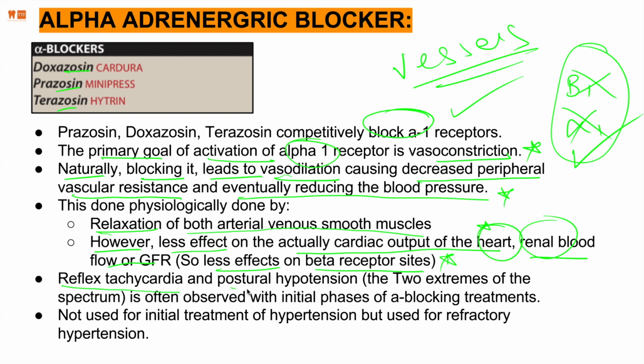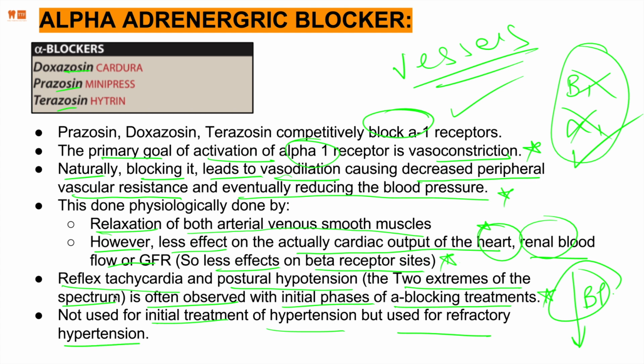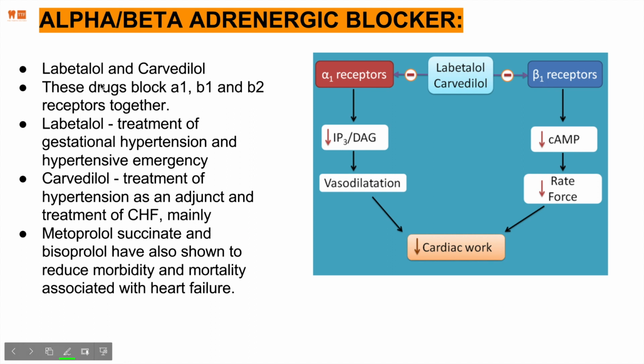Reflex tachycardia and postural hypotension can occur, two extremes of the spectrum, and are often observed with the initial phase of alpha blocking treatments. The body says, oh, why is my blood pressure dropping so much? Let me reflex it and shock the heart. Or if the blood pressure is dropping too much, it's going to be an even deeper drop in blood pressure, leading to postural hypotension. Not used for initial treatment of hypertension because of this reason, but used for refractory hypertension, which means if nothing else works, this will work. That's what it means.